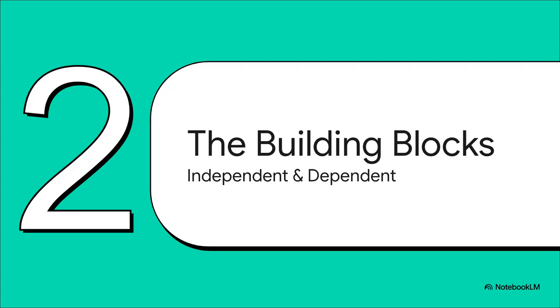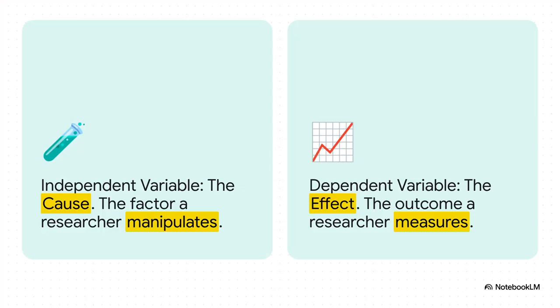Okay, let's get into the nitty-gritty. Every single experiment, no matter how complicated it seems, is built on two key things: the independent variable and the dependent variable. Think of it this way. You've always got a cause and an effect. The cause is the thing that the researcher is actively messing with, and the effect is, well, it's the result you measure to see what happened.